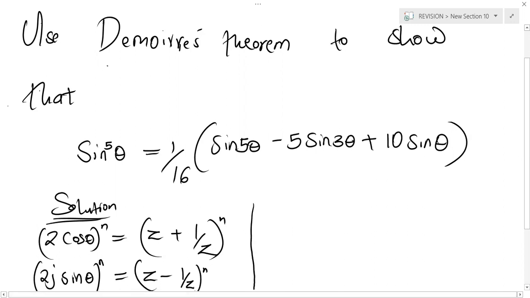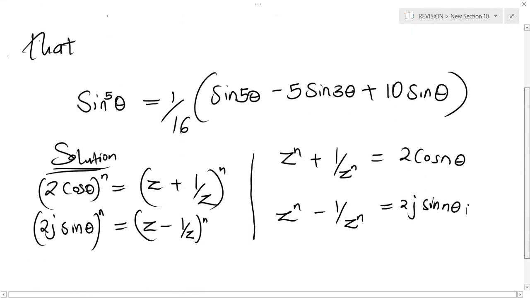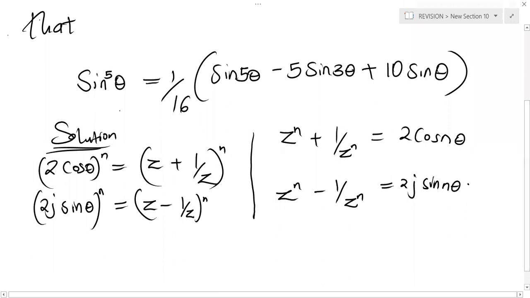And then also, in order for us to regroup after we are done expanding, you need to know that if you have z raised to power n plus 1 over z raised to power n, then this is the same as 2 cos n theta. And also z raised to power n minus 1 over z raised to power n is the same as 2j sine n theta. So these are important things to note when carrying out this kind of expansion, all from the De Moivre's theorem. Now, let's start.